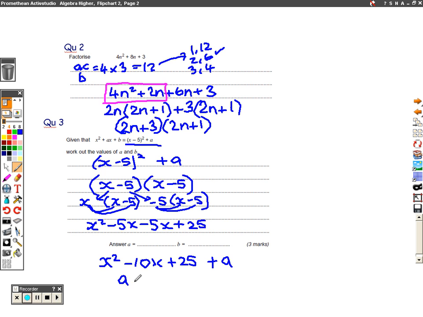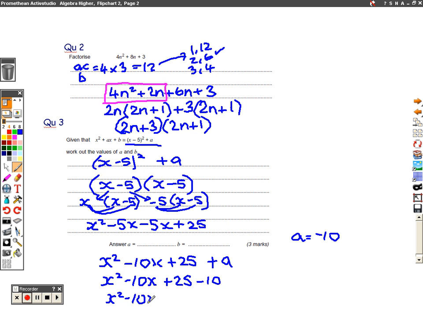Okay, now if a is minus 10, they're looking us to add it on here. So they're looking us to do, just move that out of the way. We know a is minus 10. We're looking to do x squared minus 10x plus 25. We've just worked out that a is minus 10. So you've got to subtract off 10. So it's going to be x squared minus 10x plus 15.